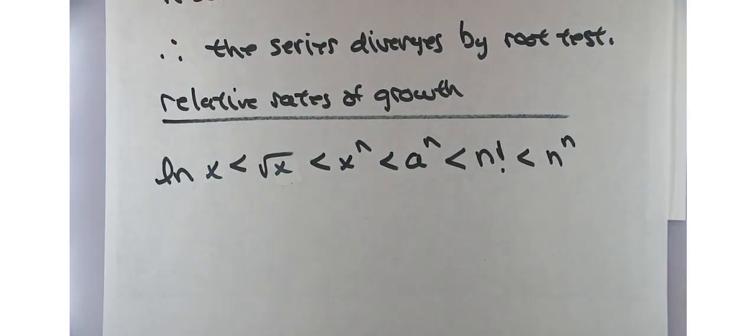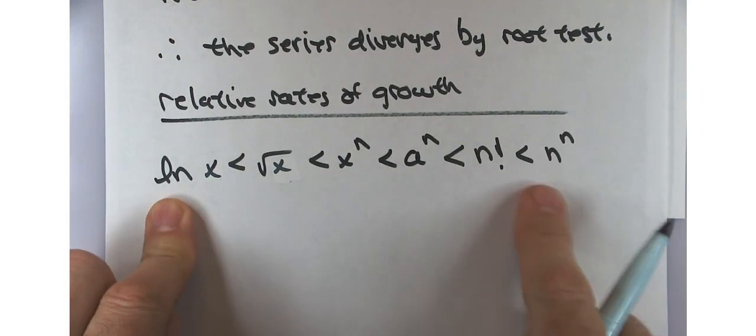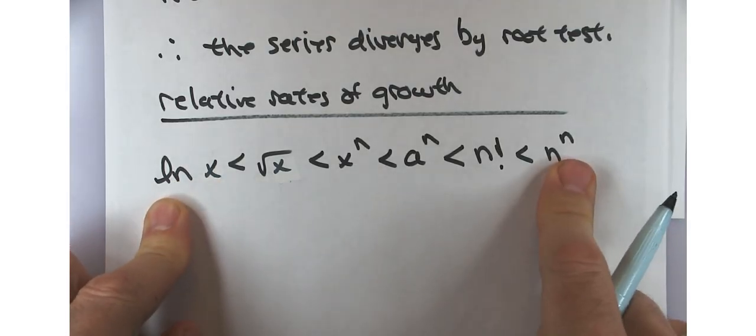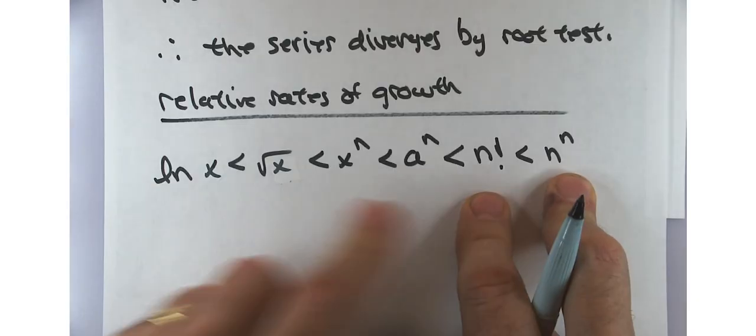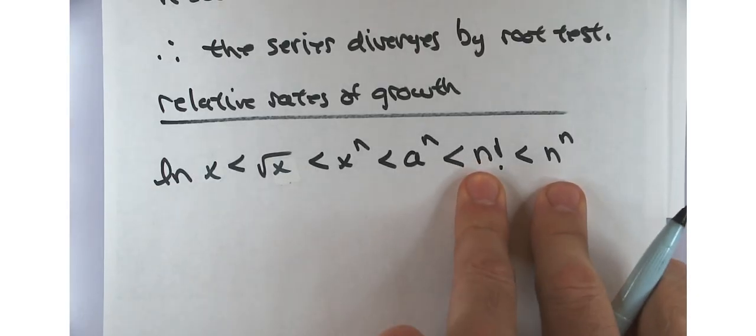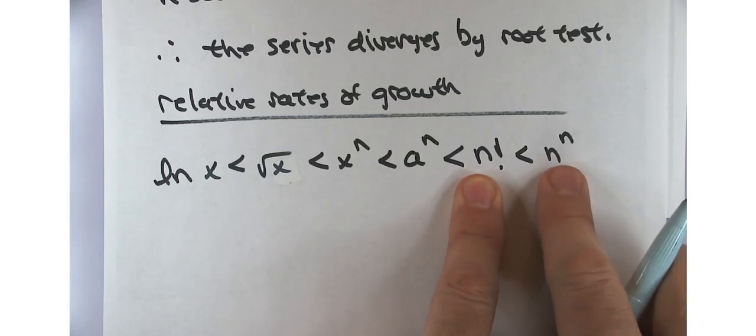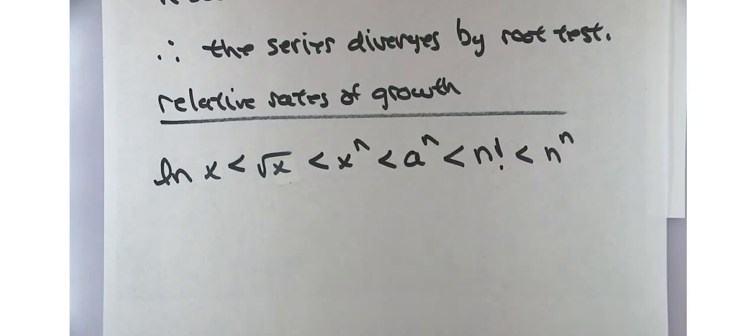So those are different rates of growth. This is really, really slow. Both of these last two are hyper fast. But what I wanted to get to in this part of it is that n factorial doesn't grow as fast as n to the n. N to the n just really takes off. It's a very fast growing function.